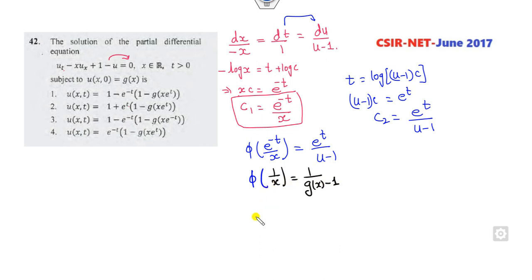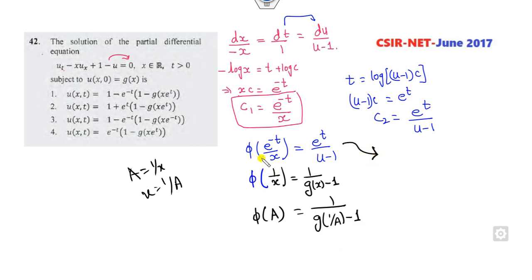So if I consider this as a, so a is my 1 by x, so x is 1 by a, so I can substitute here, this is 1 by a minus 1. Phi is my 1 over g of 1 over a, so a is the reciprocal of this, x over e raised to power minus t minus 1.